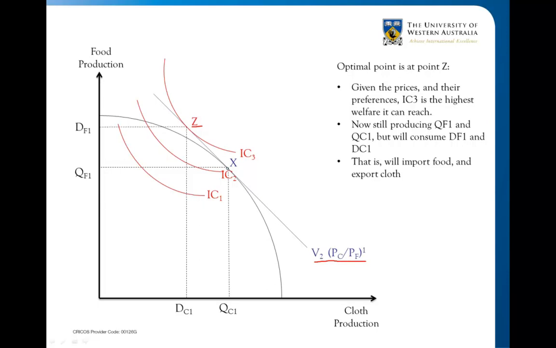Now you'll notice that this is outside of the production possibilities. Looking at food, there's the consumption of food and there's the production of food, and so that's going to be imports. If we're consuming more than we're producing, by definition it has to be imports. Conversely, at Z, looking at cloth, there's the production of cloth and the consumption. What we don't consume ourselves, we export.